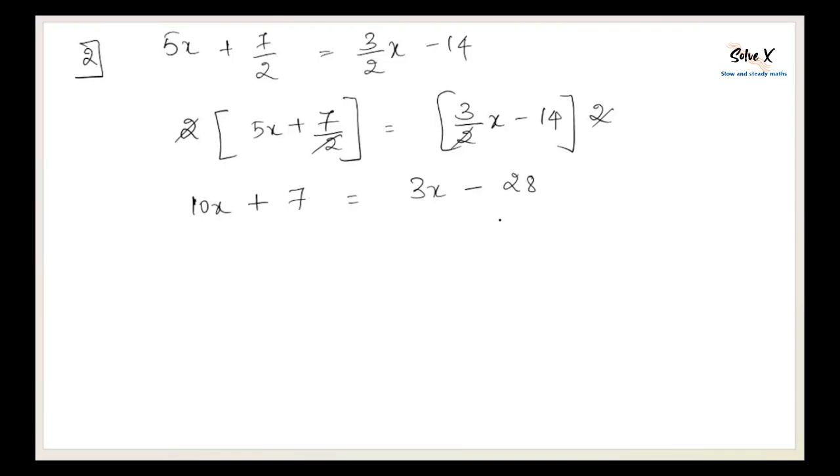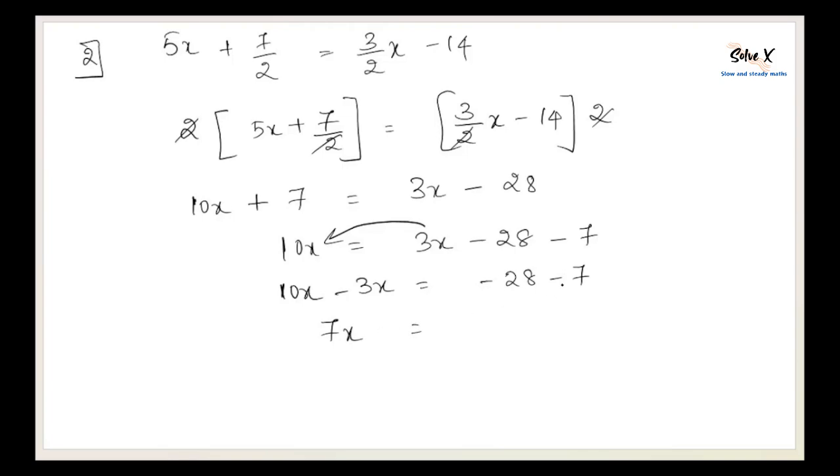Now it looks very similar to what we saw before, correct? So 10x is equal to 3x minus 28 minus 7. I will bring 3x to the left hand side, 10x minus 3x, so plus becomes minus, is equal to minus 28 minus 7. So this becomes 7x, and minus 28 minus 7 is minus 35. x becomes minus 35 by 7, that is equal to minus 5.